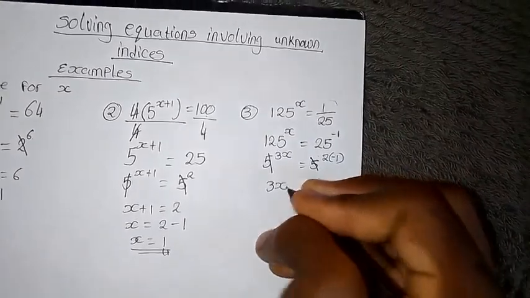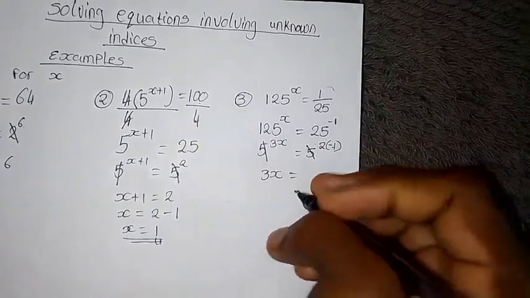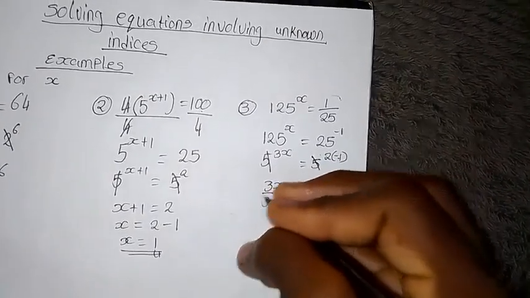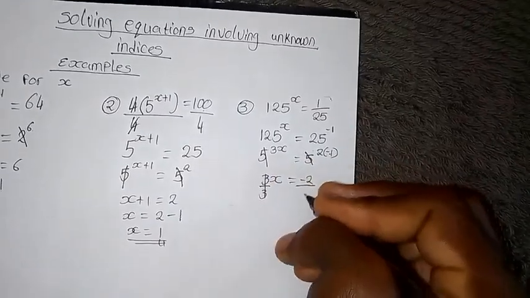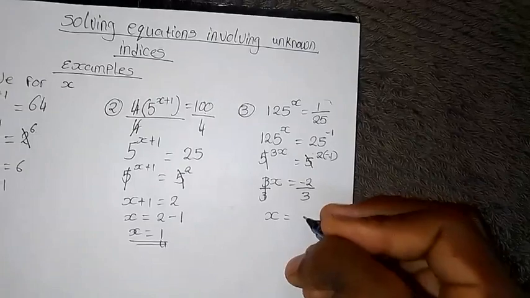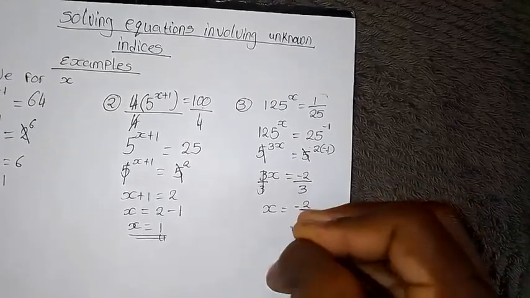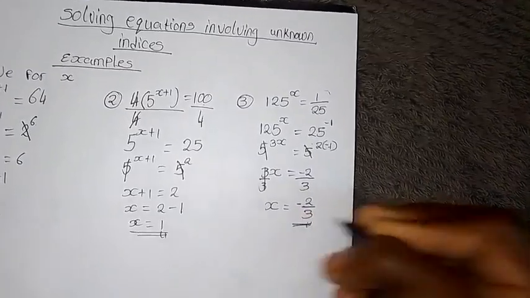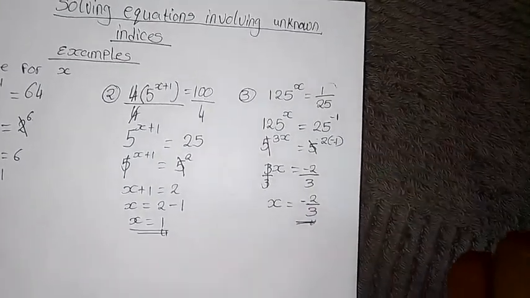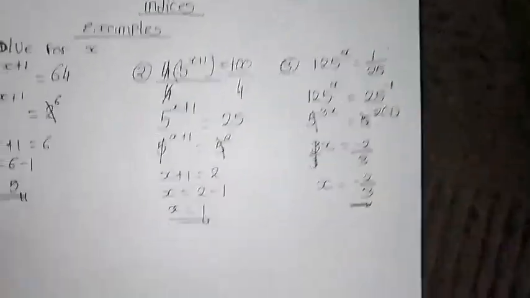3x is equal to 2 times negative 1, it's negative 2, over 3. So x is equal to negative 2 over 3. This is the answer for this question. So if you would like to prove your answer, I will write it here.